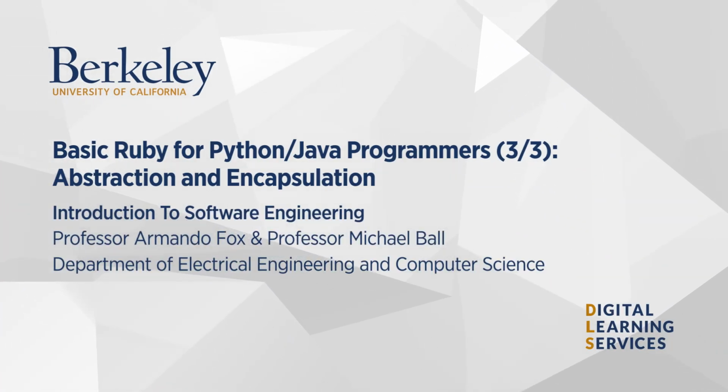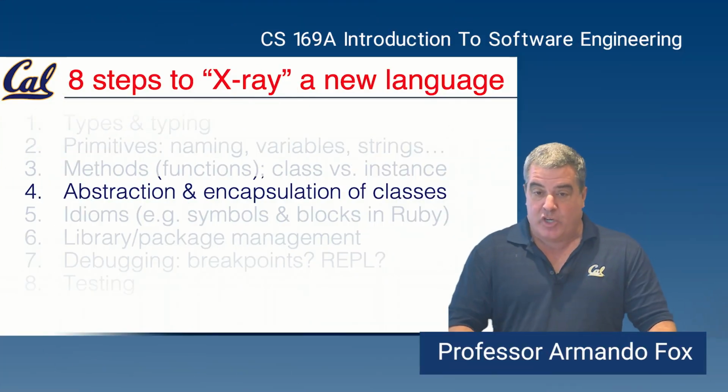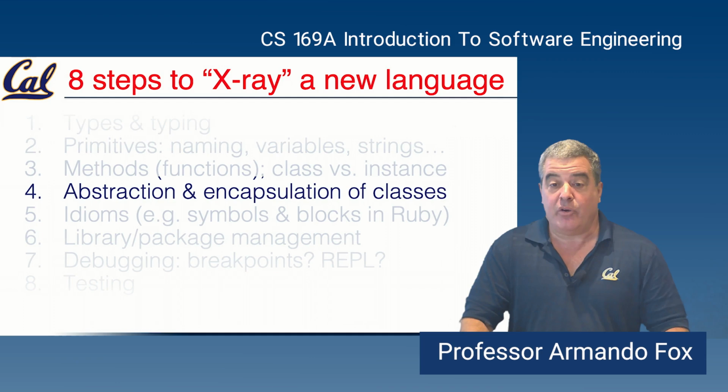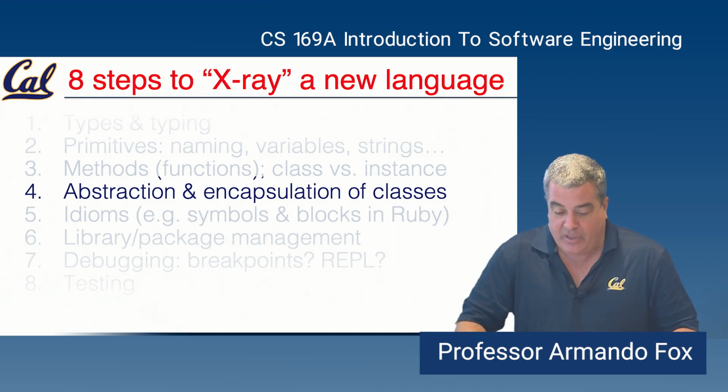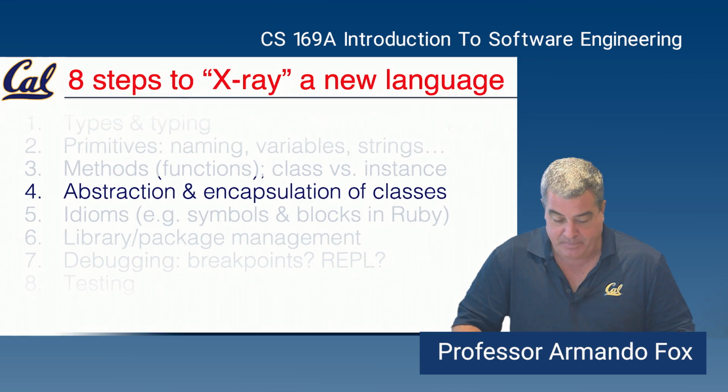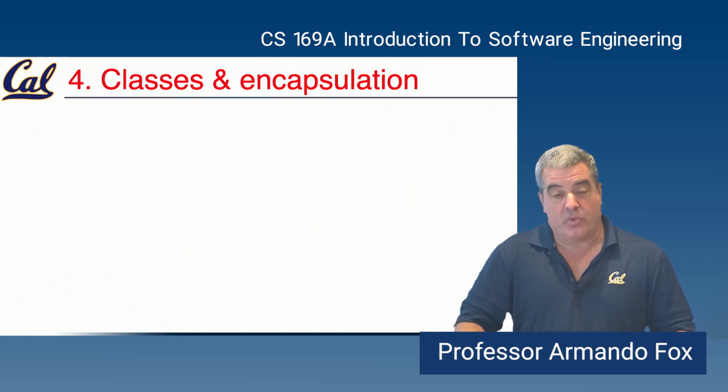Okay, continuing on our trip, of the 8 steps to X-ray a new language, we've sort of covered the first 3. And the next thing we can look at is how do you define classes? How do you describe collections of operations that are associated with an object? So we'll start out with a really simple example.